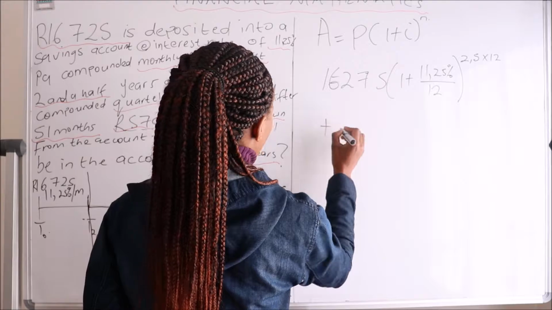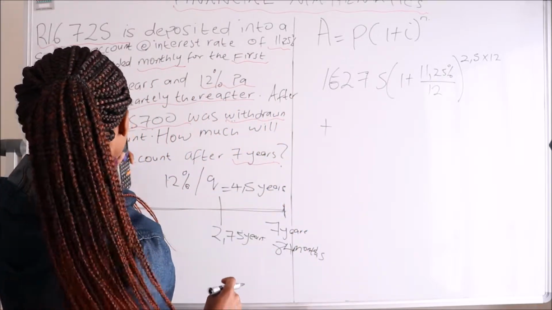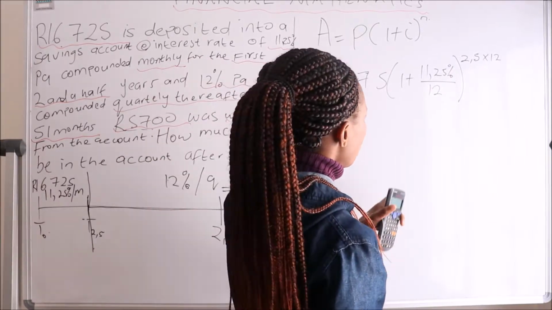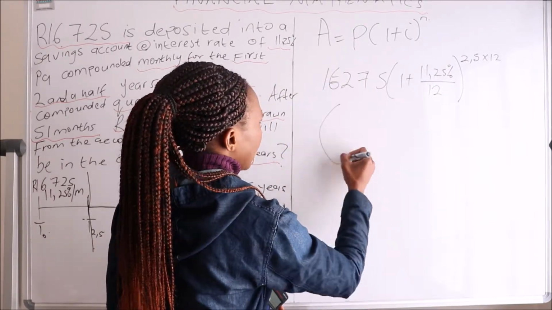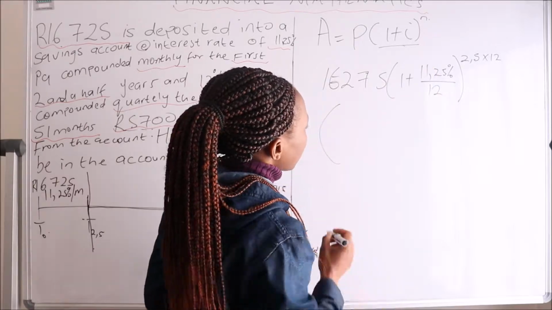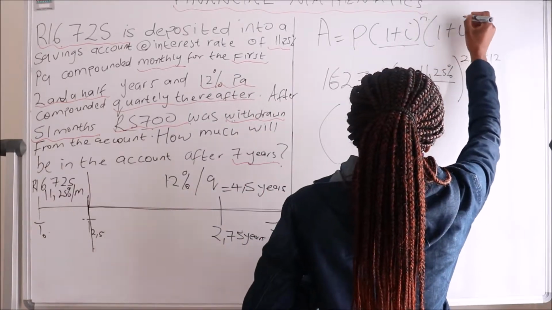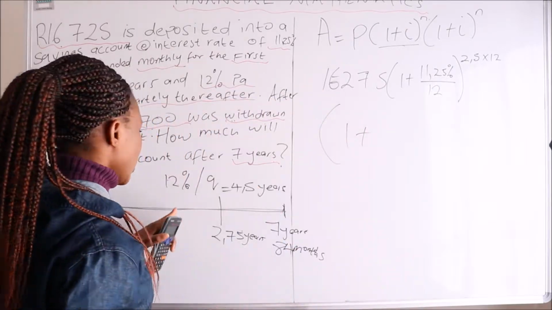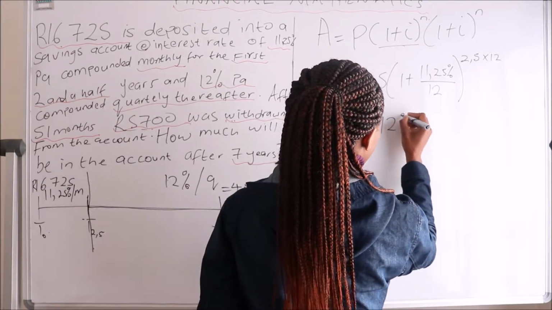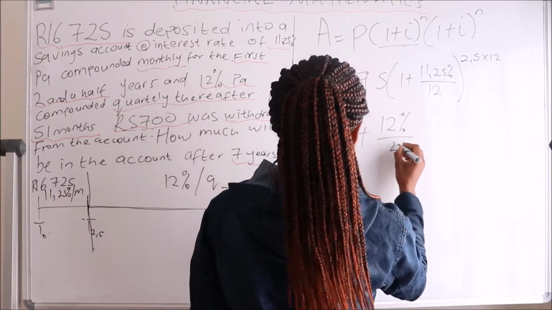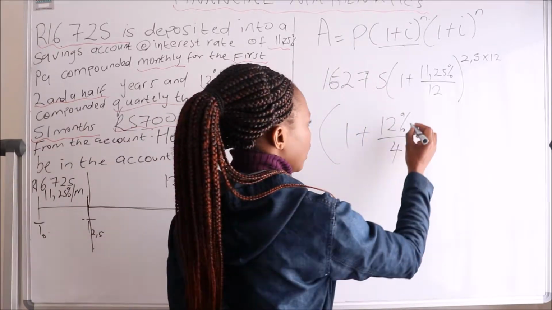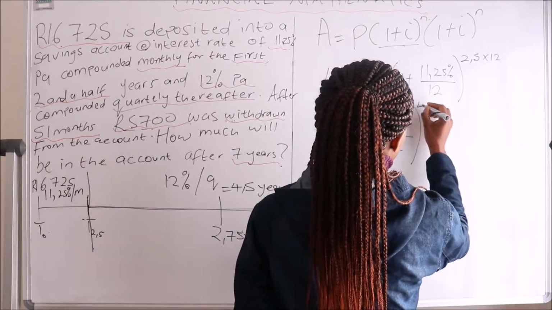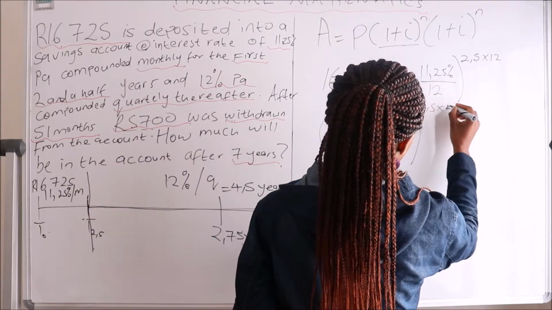Then the interest rate changes, but when the interest rate changes, if it's only that, we just multiply. So I will multiply with this one again, which means I will add another factor into my equation. So that will be 1 plus the interest rate changed to 12%. So that will be 12% divided by 4, because it was quarterly, to the exponent of 4.5 years multiplied by 4.